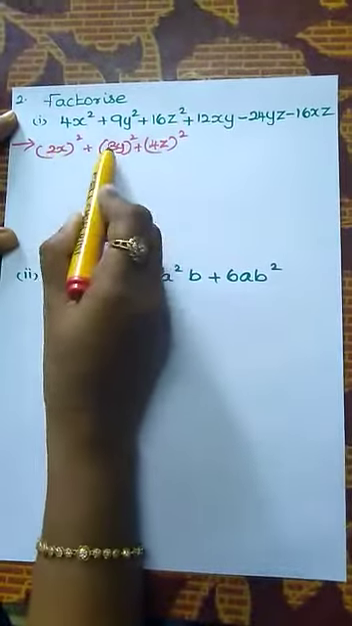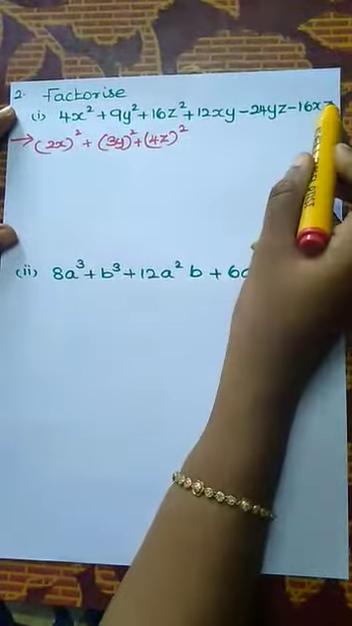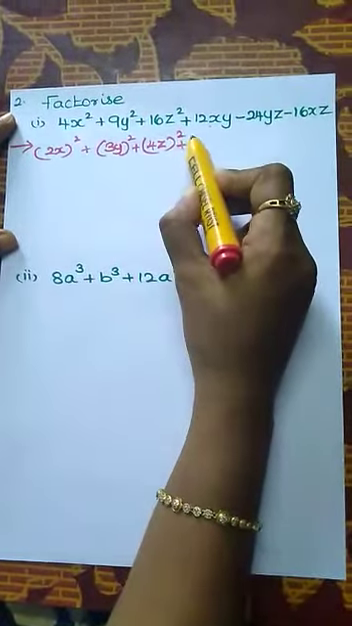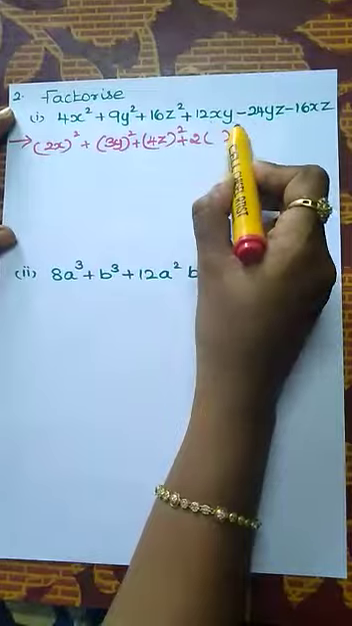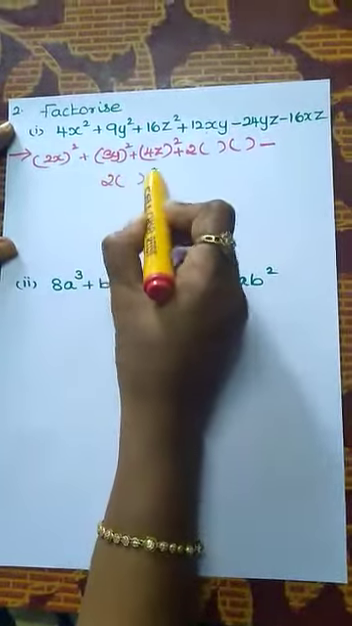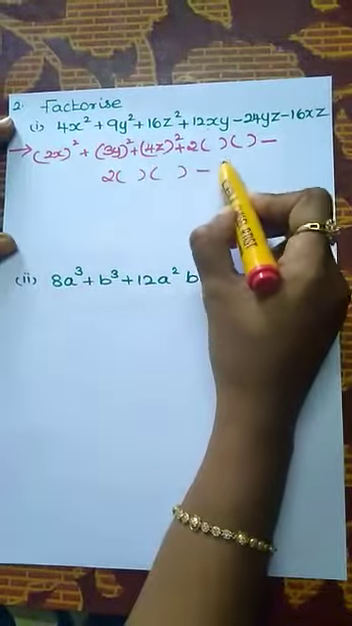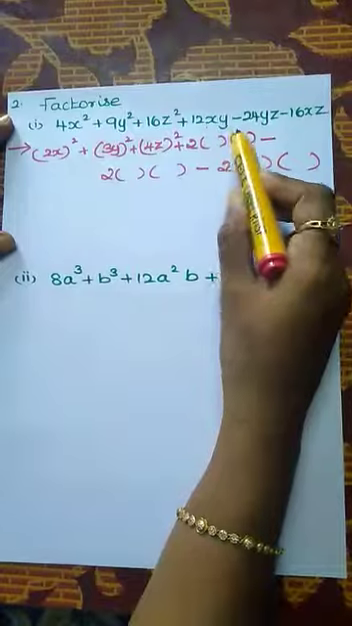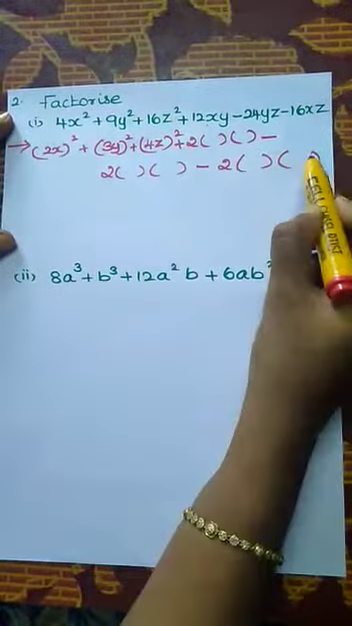This is a, b, c. What are our last three terms? That is 2ab, 2bc, 2ca. So we have to split into 2 into a into b. Next minus 2 into b into c. Again minus 2 into c into a. We have to fill in the a b value, b c value, c a value.